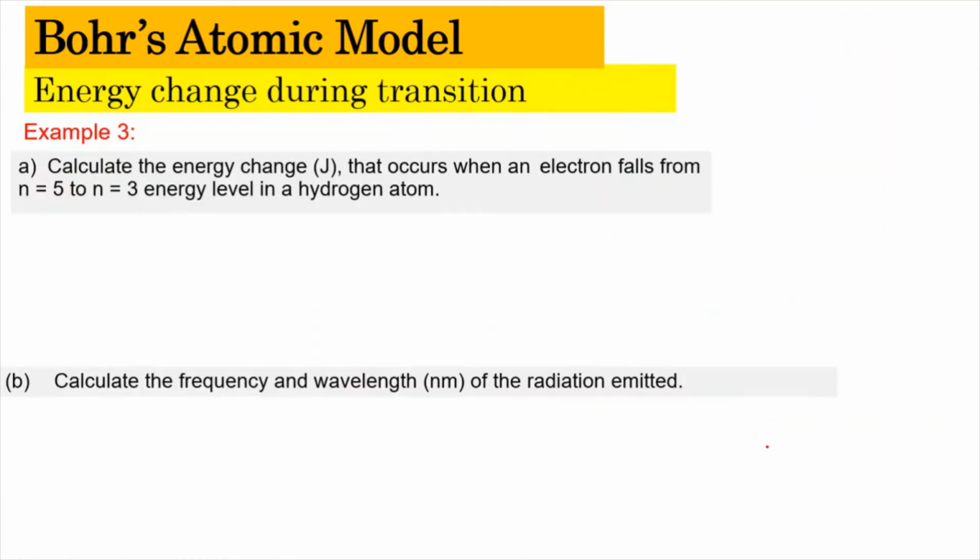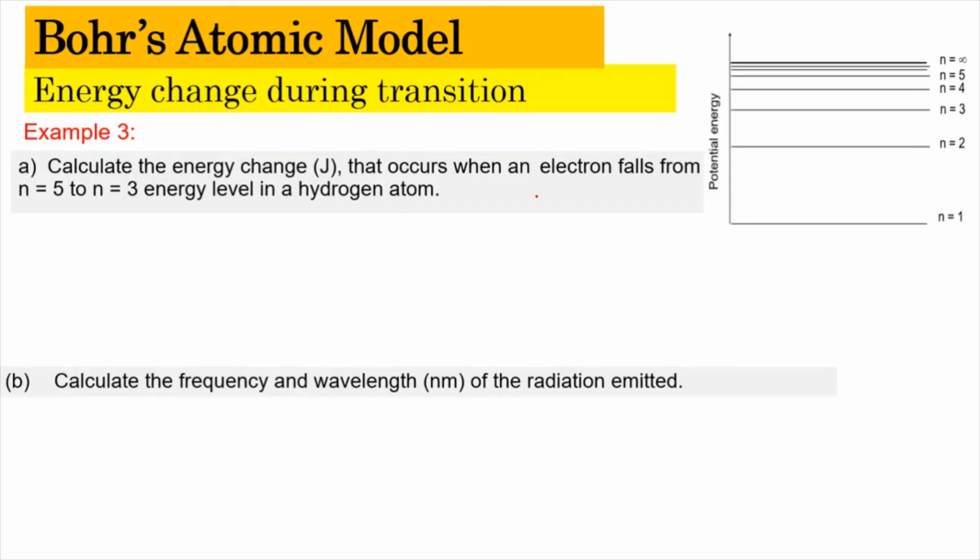Okay. And for our last question here, which is example 3, is the energy change during the transition. Mesti ada pergerakan elektron daripada energy level yang tinggi kepada yang rendah. So, for example 3a, we need to calculate the energy change in joules that occurs when an electron falls from n equal to 5 to n equal to 3 in a hydrogen atom. So you can imagine it to be something like this, where the electron falls from n equal to 5 to n equal to 3. And we are talking about transition.